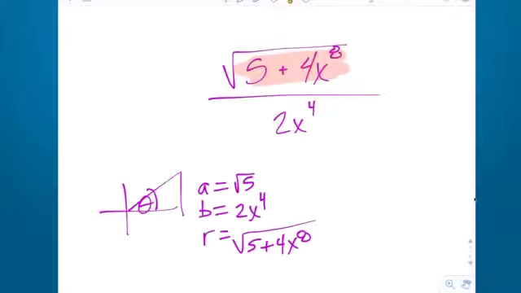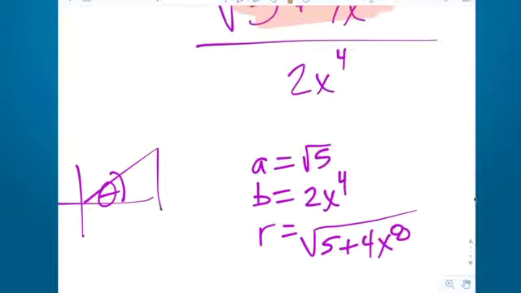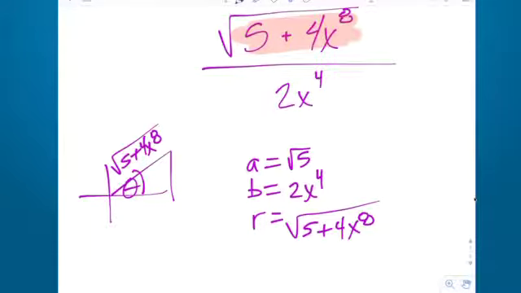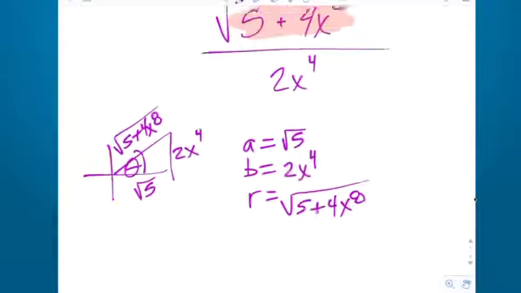And now that you have those listed, you can label the sides. The only thing now that is locked in is the hypotenuse. It's got to be the square root of 5 plus 4x to the 8th. What do y'all want to call the horizontal? Square root of 5? Good. I'm glad we're kind of doing a little bit different. And well then, by default, there's only one place left for the other one to go.